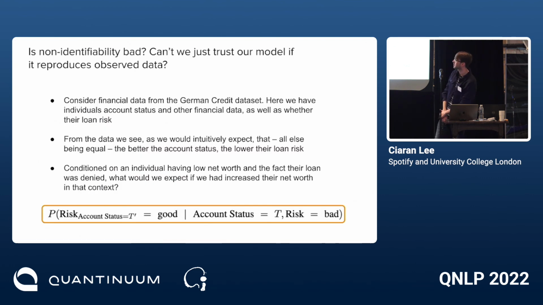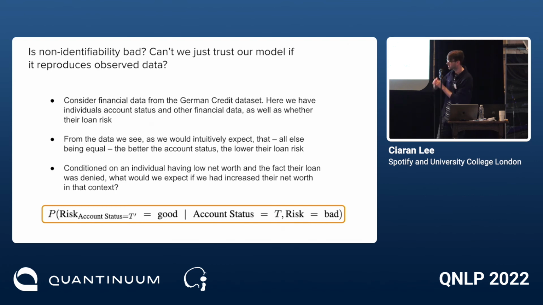And so the question we might ask is, is this actually a problem? Will this run into any issues if we're trying to reason about counterfactuals? Or can we just trust any model that reproduces the observations that I've seen? So to give a quick overview of this, we took some data from the German credit data set. So we have an individual's account status and other financial data, as well as whether they were approved for a loan, how risky they might be, and so forth.